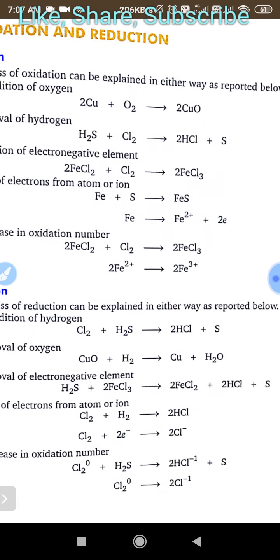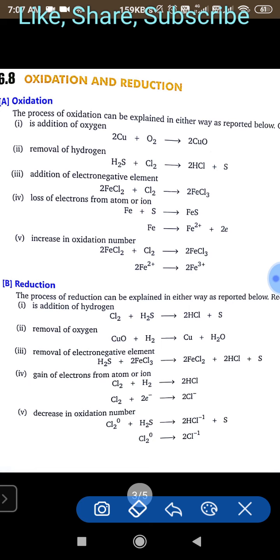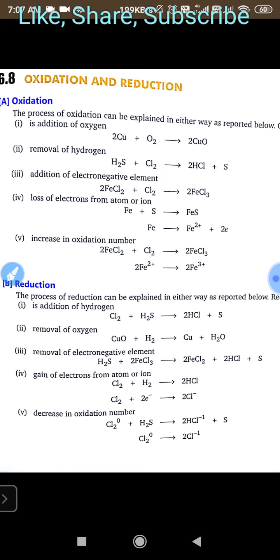Then addition of electronegative element. If any electronegative element is added, you know that chlorine is an electronegative element. If it is added to ferrous chloride, you can see here one chlorine is added, one more chlorine here. So it means it is the process of oxidation.